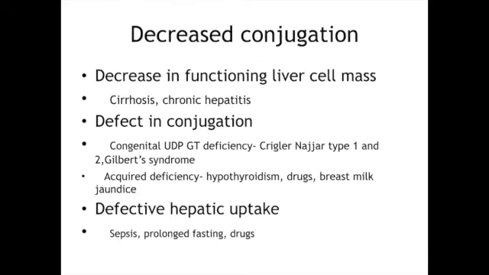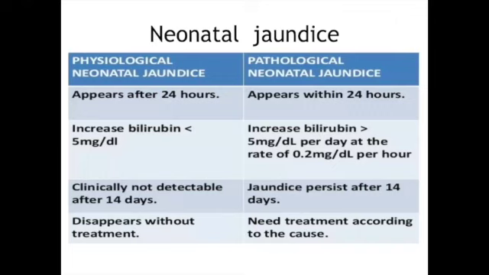So decreased conjugation can be due to decrease in functioning liver cell mass, especially in cirrhosis or chronic hepatitis, or it may be due to defect in conjugation, especially in patients with the deficiency of the UDP glucuronide transferase enzyme, like Crigler-Najjar type 1 and 2 or Gilbert syndrome, or it may be due to acute deficiency of these enzymes, especially patients with hypothyroidism, drugs, and in breast milk jaundice, there is a substance in the breast milk that actually inhibits the conjugation of bilirubin, or it may be due to defective hepatic uptake of unconjugated bilirubin like sepsis, prolonged fasting, or drugs.